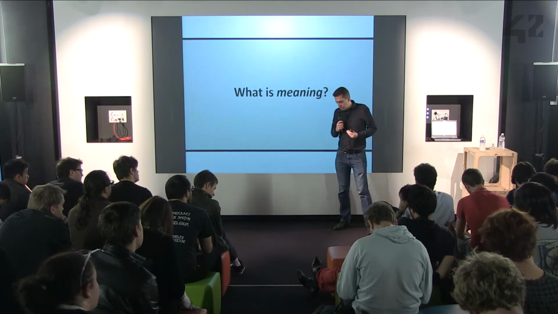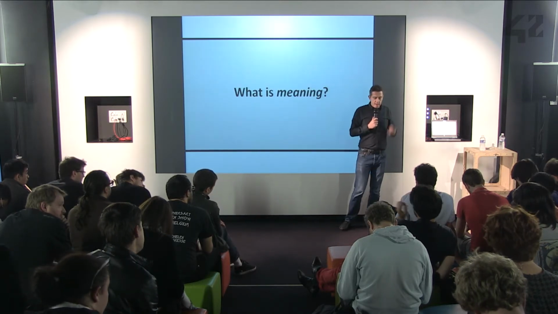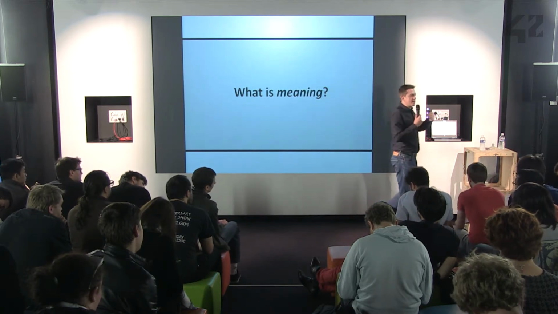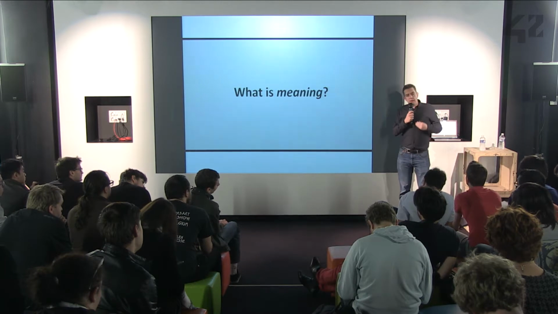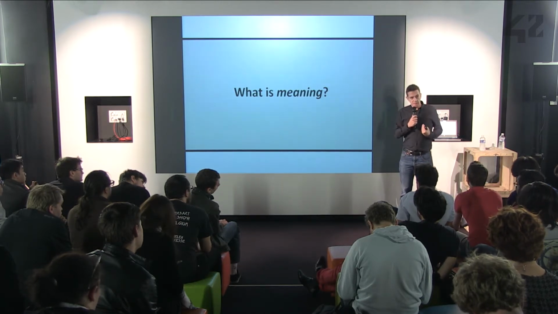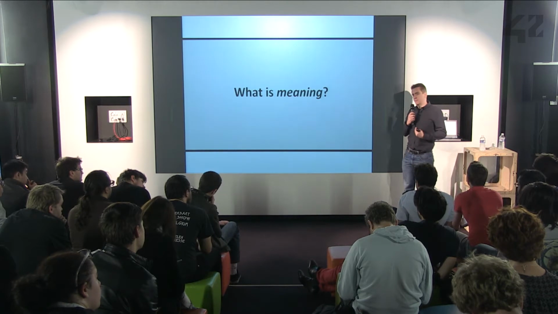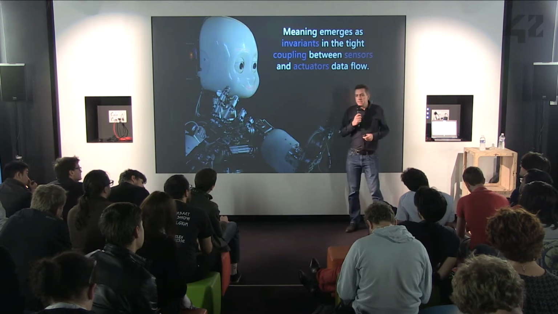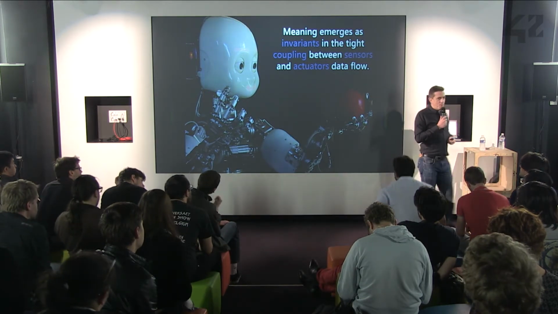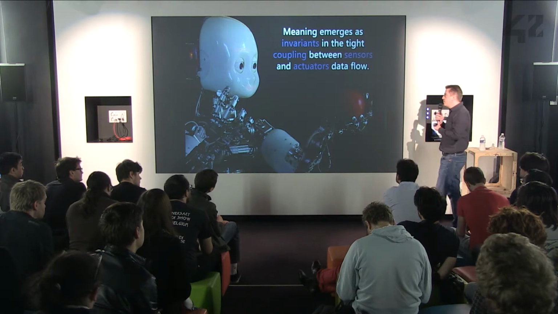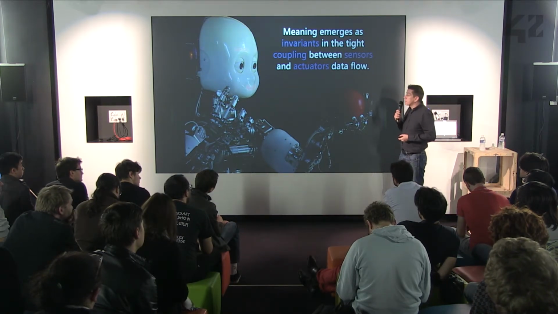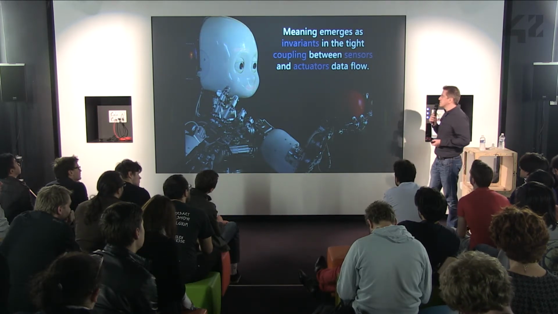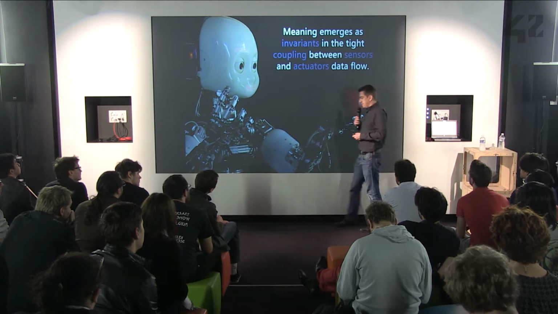We need to make machines that are capable of creating things inside their internal representations that are meaning, corresponding to this definition, and they're capable of acquiring these meanings by themselves. And that is the very hard problem of general AI. So that's what I and hopefully several others believe meaning could be. So I'm going to read this. Meaning emerges as invariance in the tight coupling between sensors and actuators data flow. What does it mean?